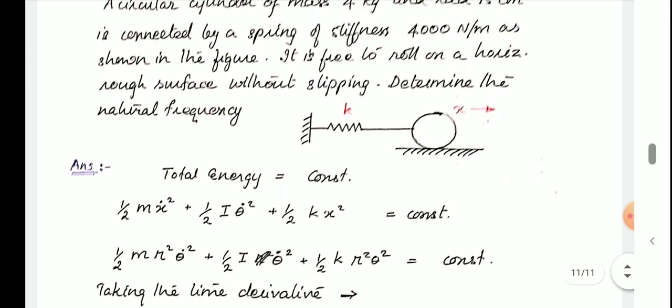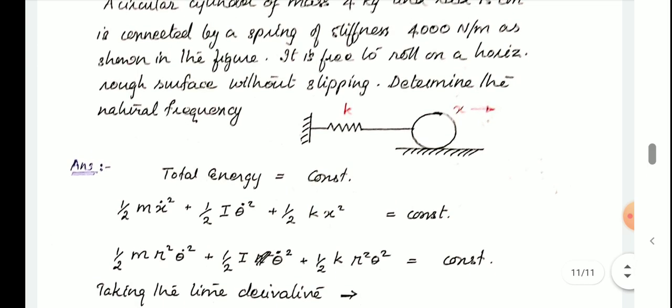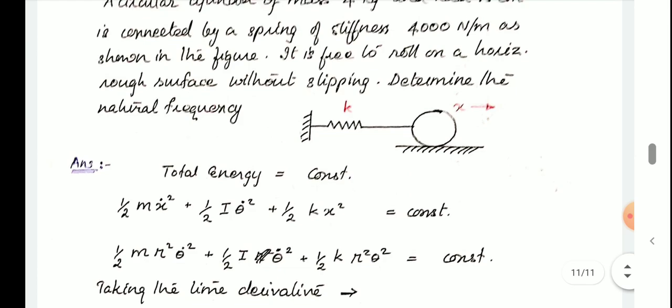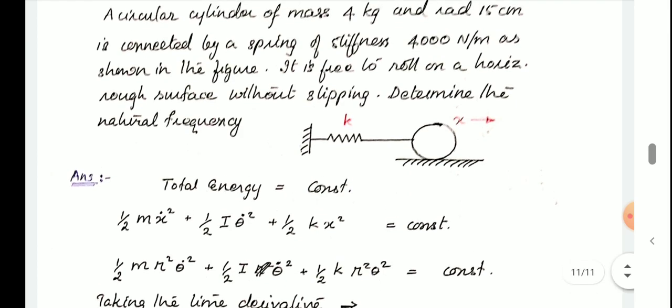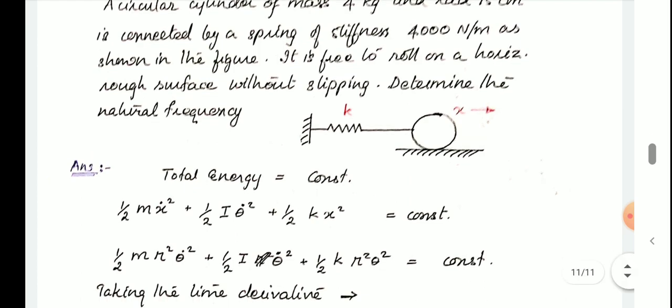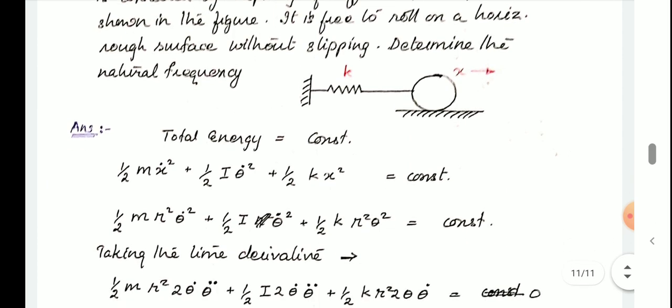Now, as the cylinder has rotatory motion also, the rotatory components should also be considered. That means the rotatory equivalent values should be considered here. That is the second term, half into I into theta dot square. In place of x, which is the linear displacement, we have theta, which is the angular displacement. And the rotational equivalent of mass m is taken as I here, the moment of inertia.